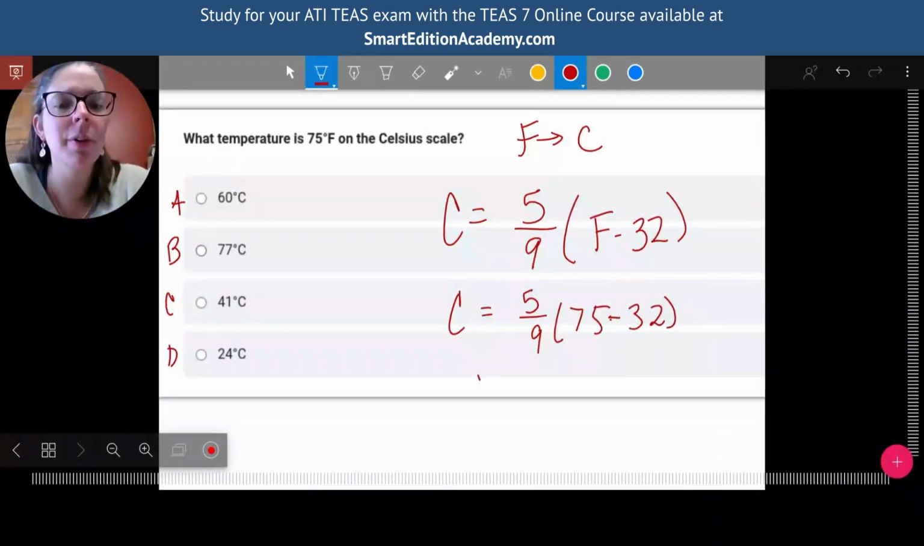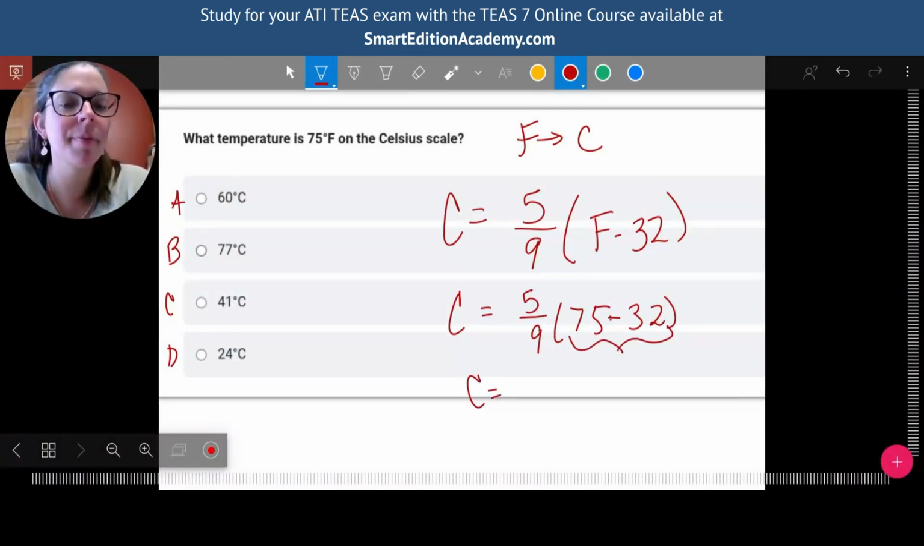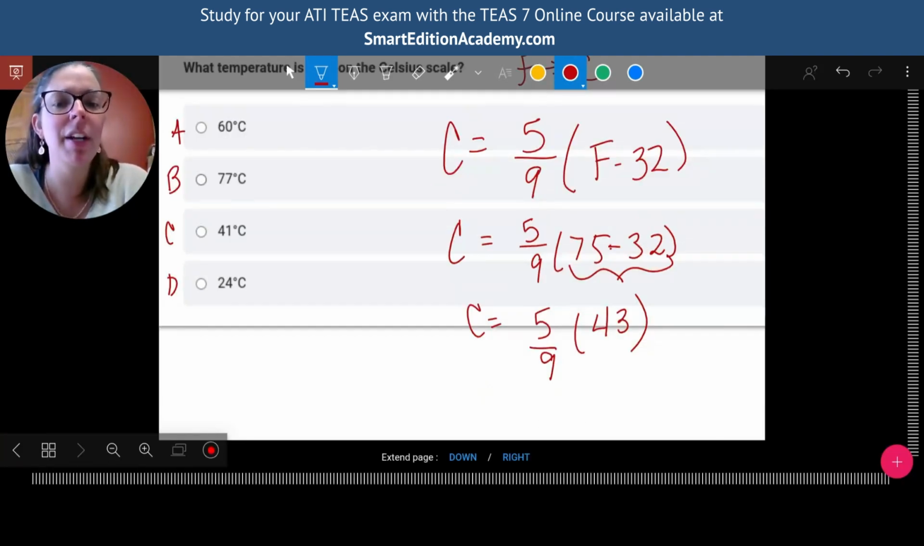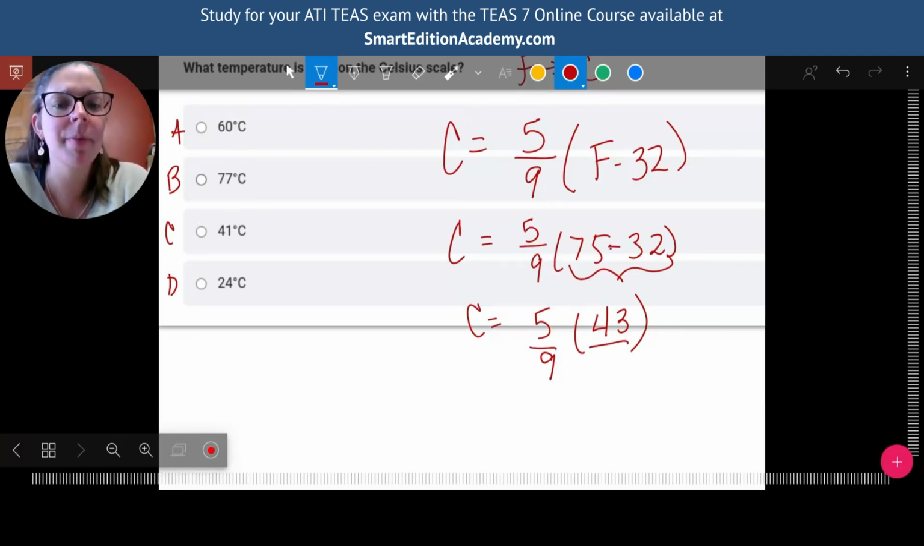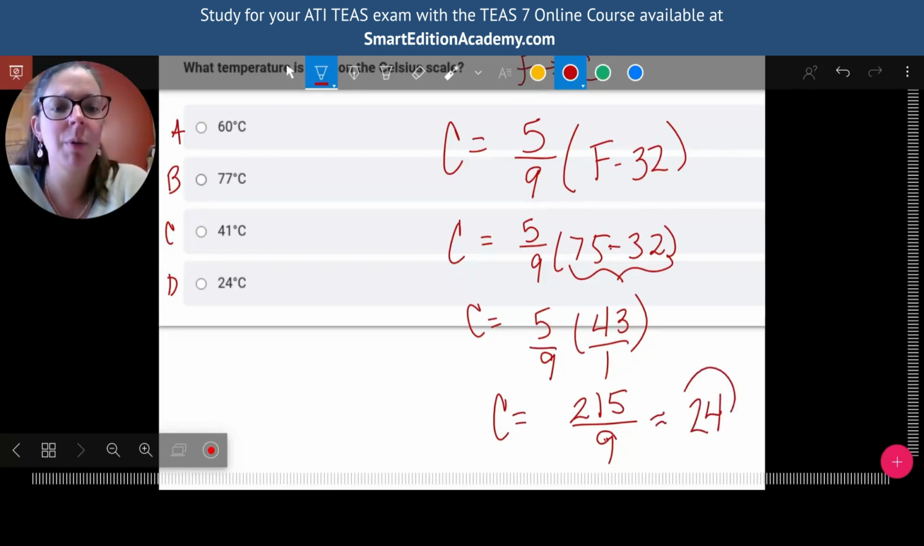Doing order of operations, I have to do the parentheses first. So 75 minus 32 is 43. Now I just have to multiply 5/9 times 43. So 5 times 43 is 215, 9 times 1 is 9. And when I divide this and then round to the nearest whole degree, I will get 24 degrees Celsius.